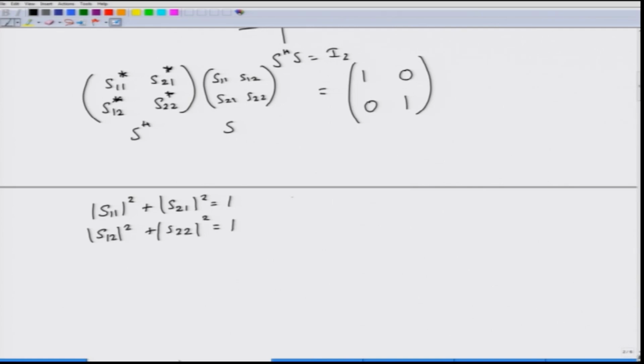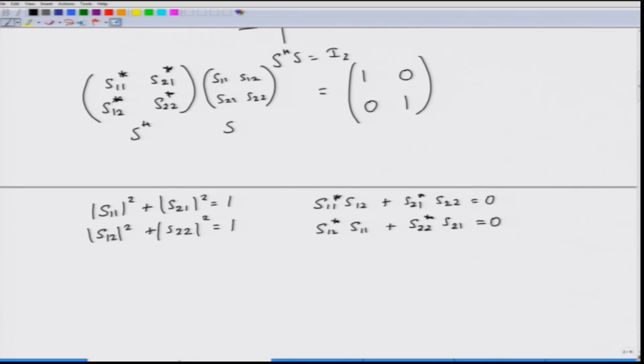There are two additional 0 equations, which are S11 complex conjugate S12 plus S21 complex conjugate S22 is equal to 0. You have the final equation, S12 complex conjugate S11 plus S22 complex conjugate S21 is equal to 0.